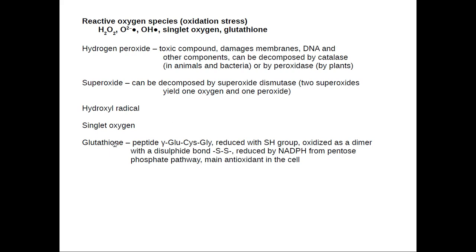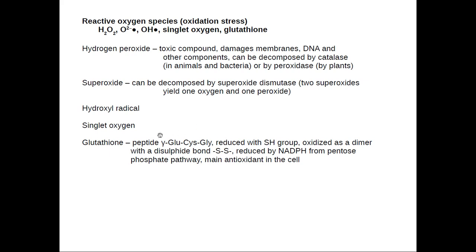There is a quite important way how cells cope with oxidative stress, and this is a peptide called glutathione. Glutathione is composed of 3 amino acids, it is gamma-glutamyl cysteine glycine, and this cysteine can form a disulfide bridge. So in a reduced form, this side chain is normal with an SH group, but when it's oxidized, it forms a dimer with a disulfide bridge.